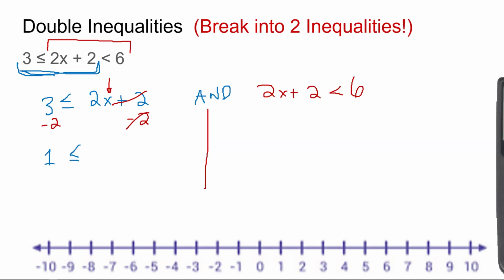That is less than or equal to 2x. Now I need to divide by 2. That's positive, so I don't have to flip anything around. The 2's cancel. I've got my x by itself like I wanted all along. And there's a 1/2 there. So this is fine like it is. I'm going to put a box around it.